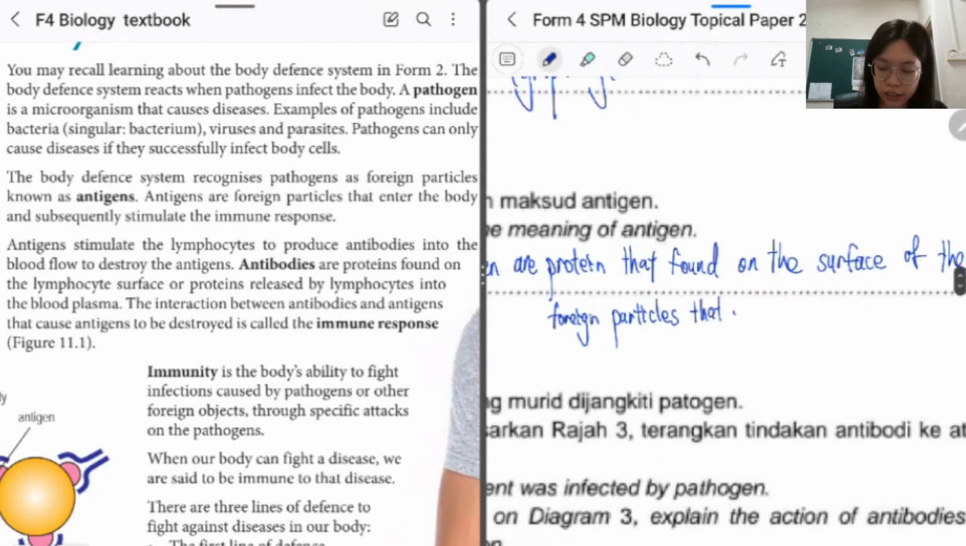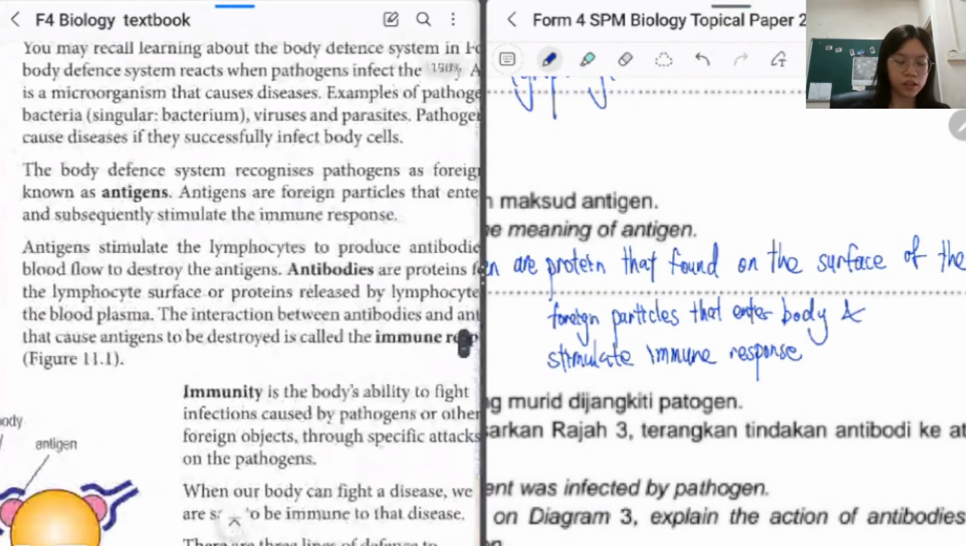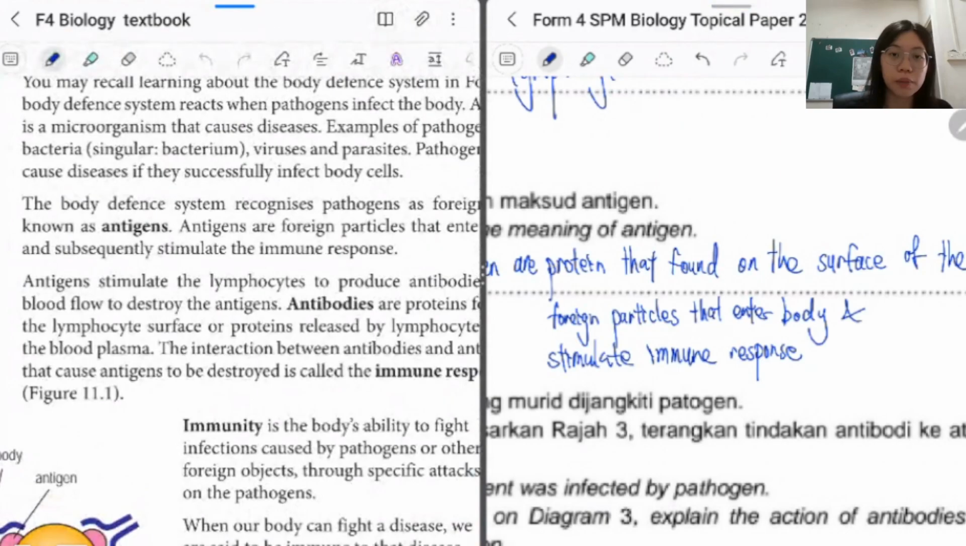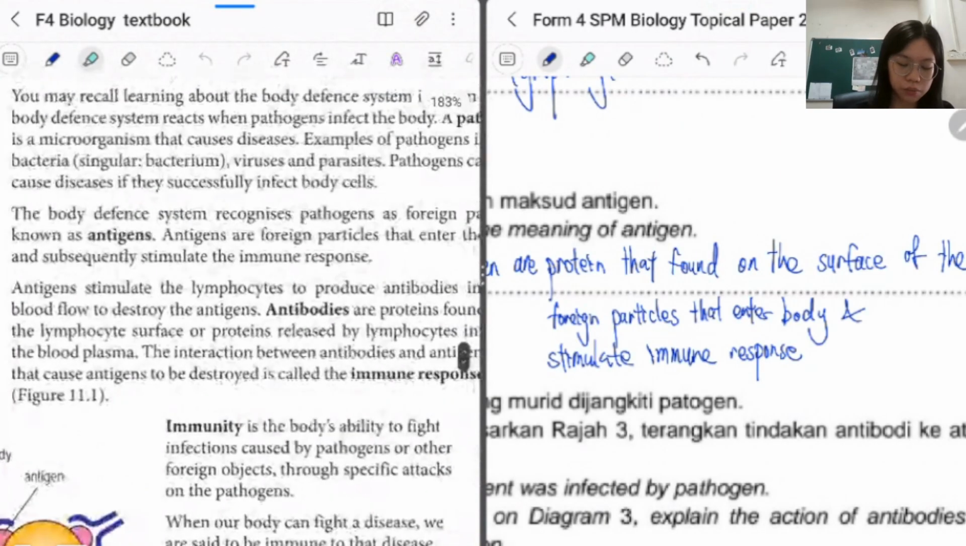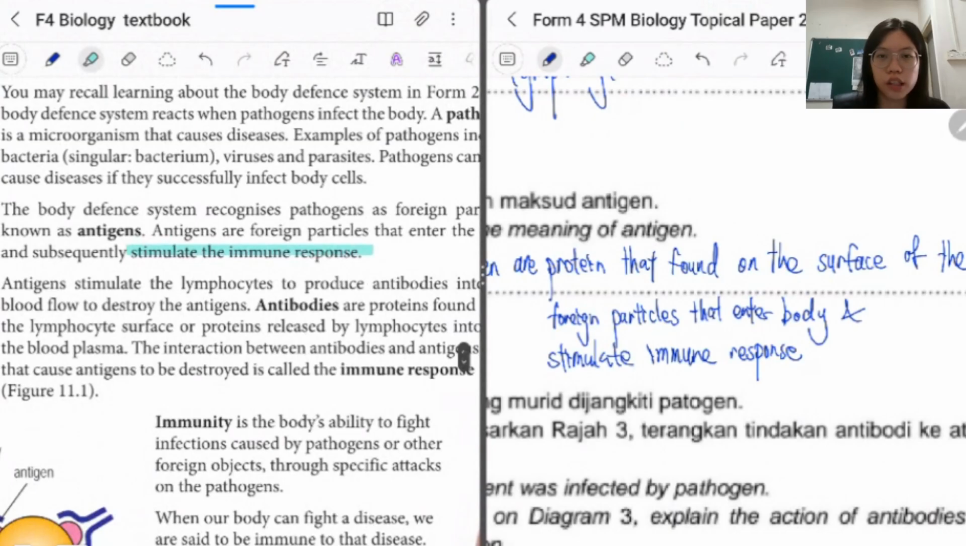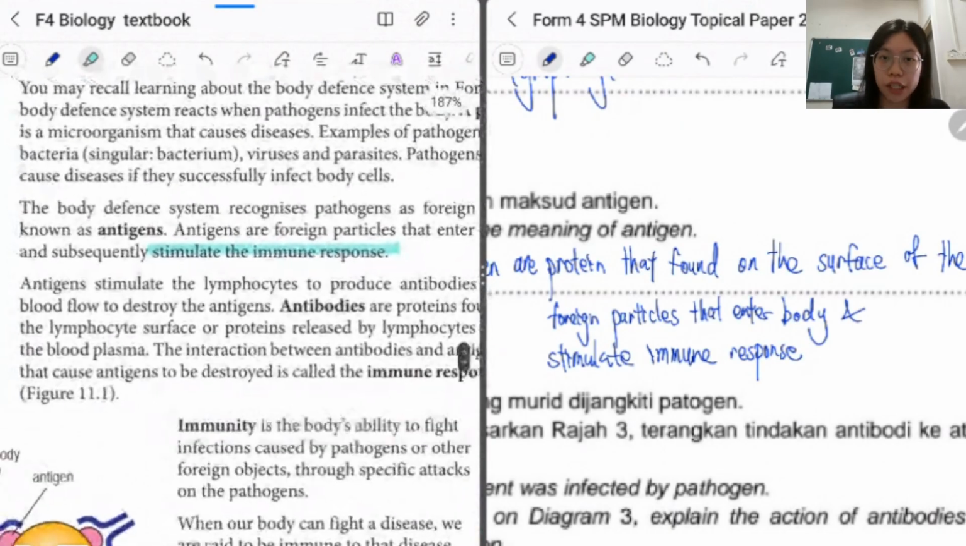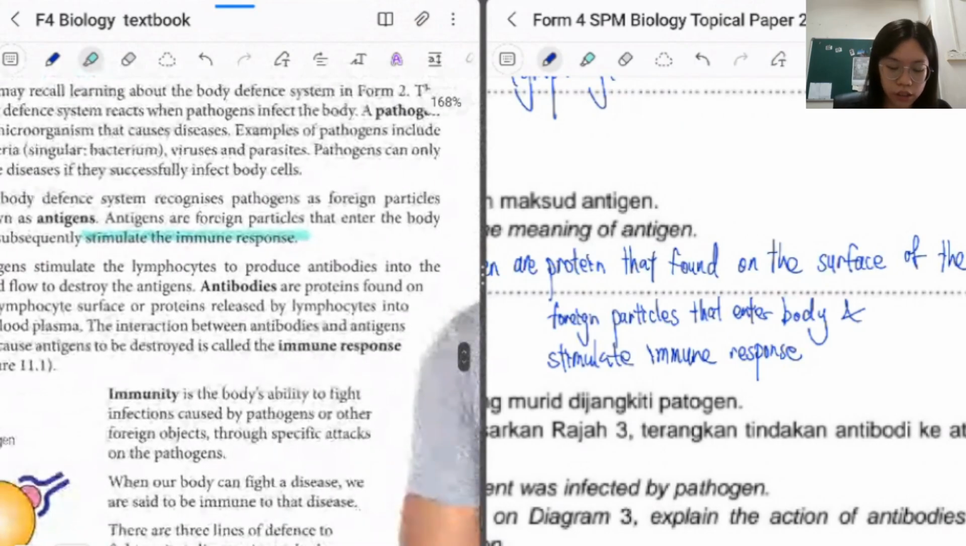That enter the body and stimulate the immune response, because they will be identified as something foreign. So they will stimulate the immune response to produce antibodies. They recognize it as a foreign particle known as antigen. So it's the one that enters the body and stimulates the immune response. So this is actually the meaning of antigen.